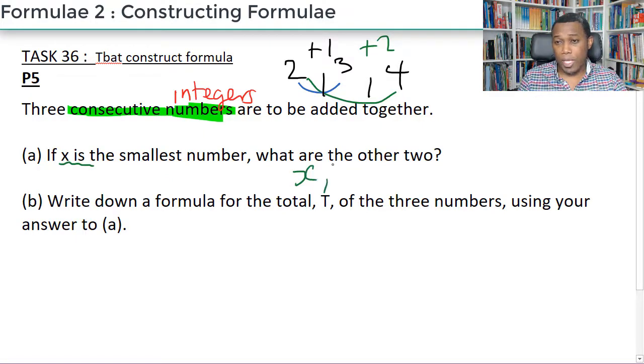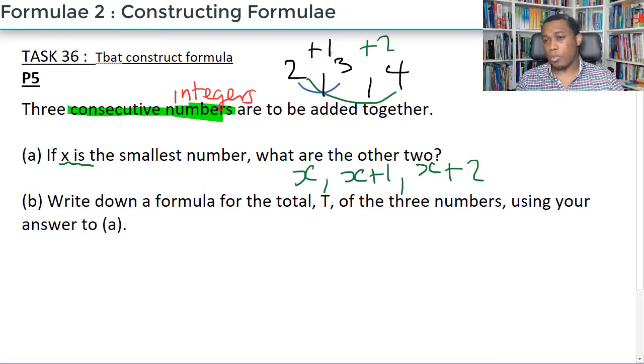If the first number is x, the first number is 2, what do I have to do to get the next number? For the next consecutive number, add 1. So I'm going to use x plus 1. And then the one after that will be x plus 2. Because what we had was 2 plus 2. We did 2 plus 1 is 3, and we did 2 plus 2 to get 4. Okay, so that's the logic.